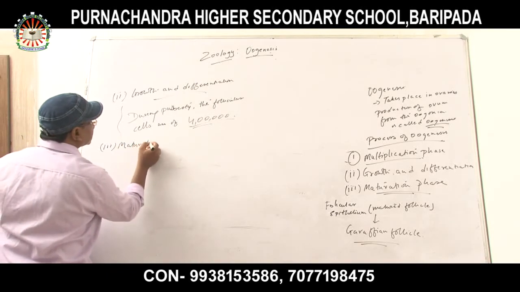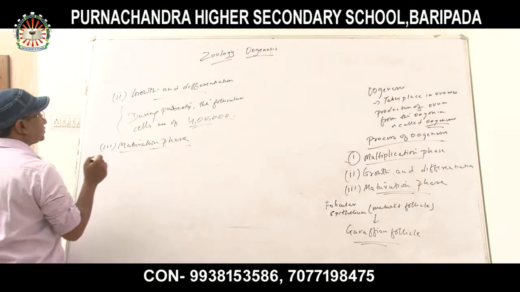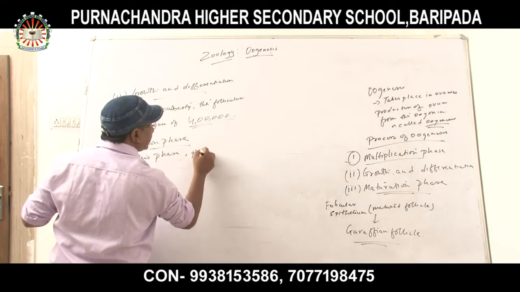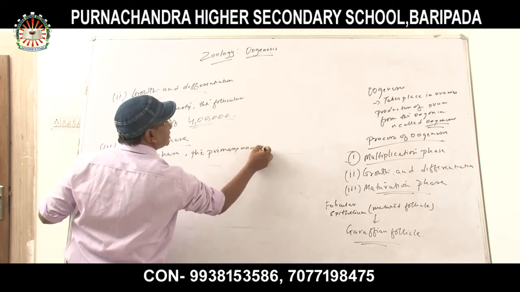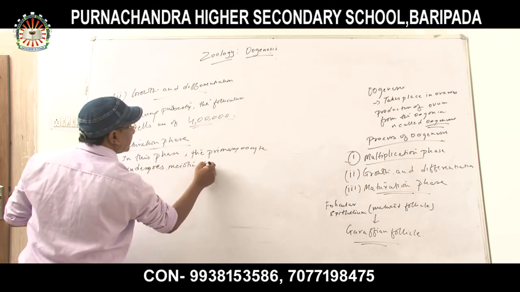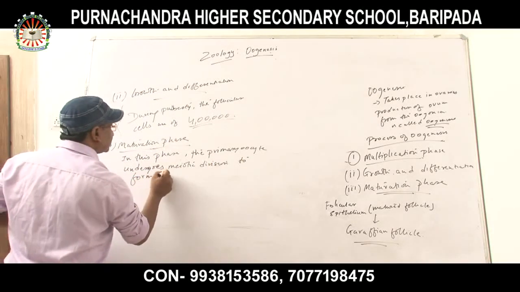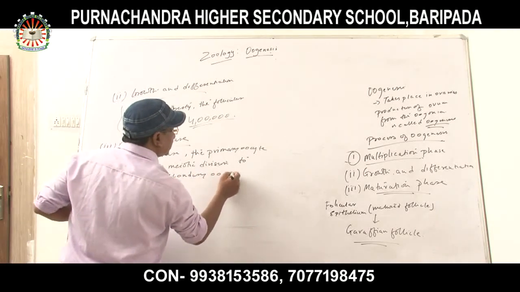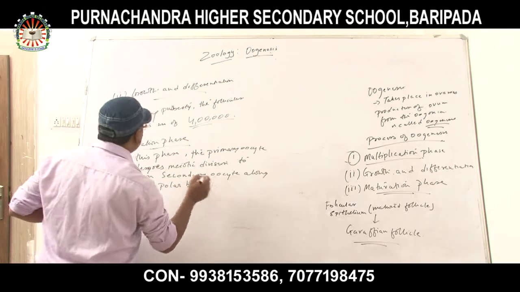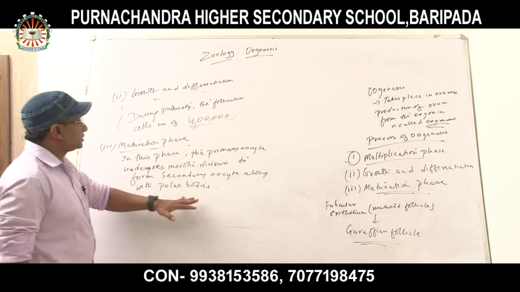Maturation phase. In this phase, the primary oocyte undergoes meiotic division to form secondary oocytes along with polar bodies. Okay?